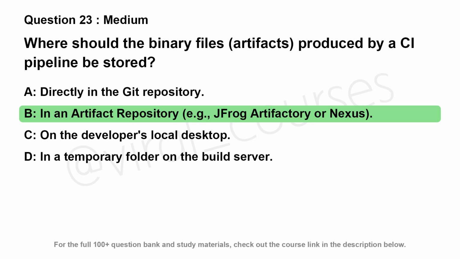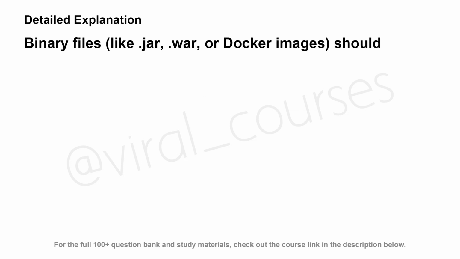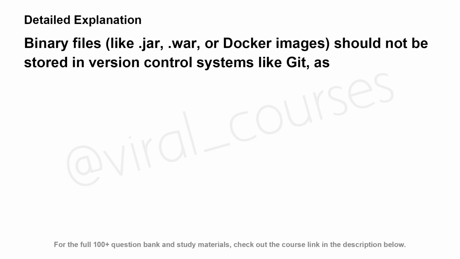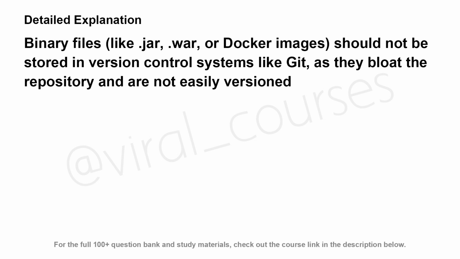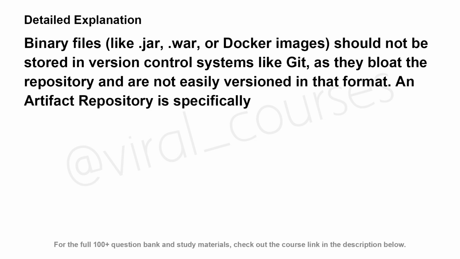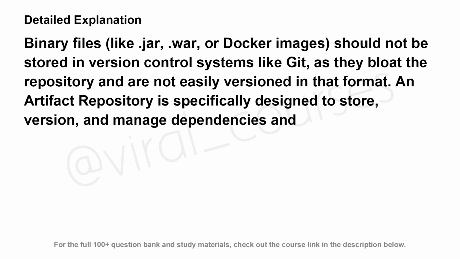The correct answer is B. Binary files, like .jar, .war, or Docker images, should not be stored in version control systems like Git, as they bloat the repository and are not easily versioned in that format. An artifact repository is specifically designed to store, version, and manage dependencies and build outputs securely.